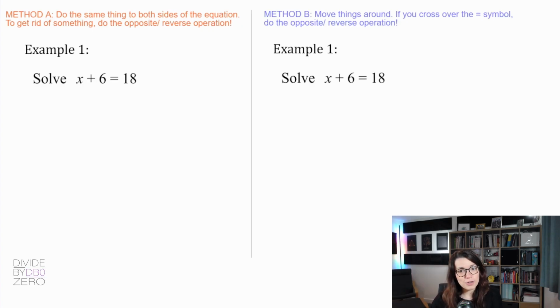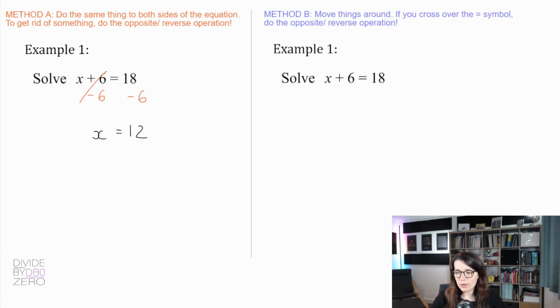Now first I'm going to show you method A, which is to do the same thing to both sides of the equation. So whatever you do to one side, you have to do to the other in order to keep the equation balanced. To get rid of something on one side, you have to do the opposite or reverse operation. So in this case, if I want to get rid of the plus 6, I have to subtract 6 on both sides of the equation. That will get rid of the plus 6 or eliminate it because 6 take away 6 is 0. So that's gone. It's not there anymore. That leaves just x on the left-hand side and then 12 on the right-hand side, and that's the answer.